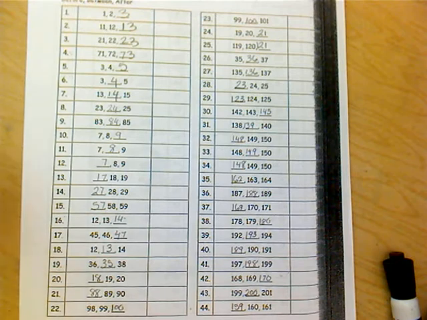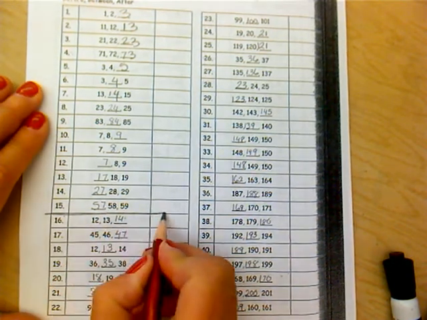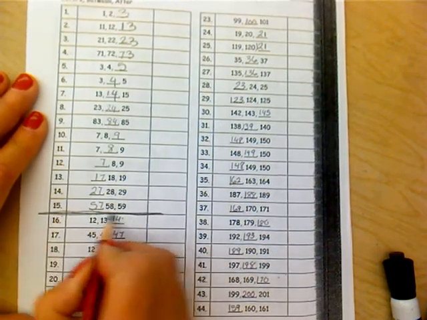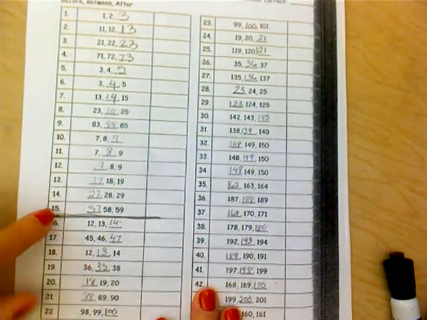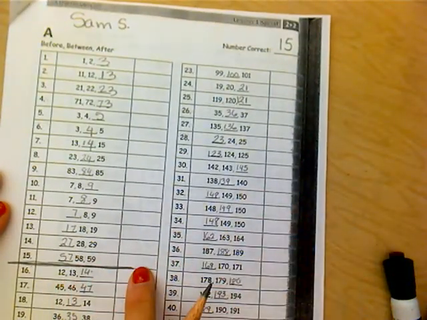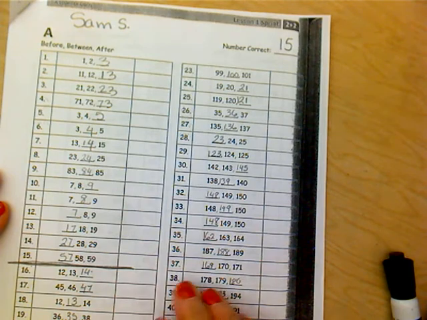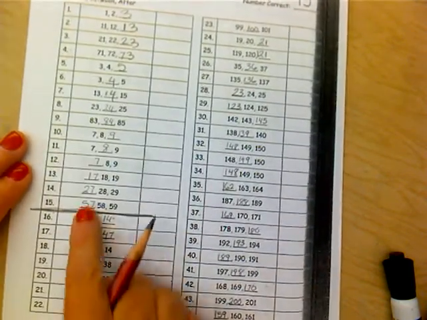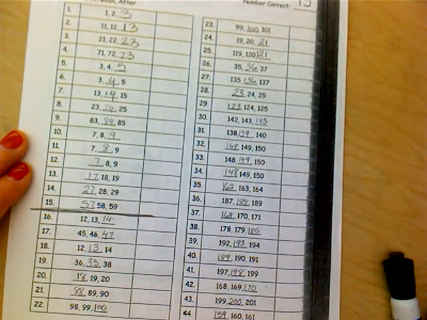So you're going to check yourself and see how far you got. Maybe you only got to here and you got all of those right. So that would be 15 that you got correct on this page. When you get finished with that, after you've corrected, I would like you to do the rest.